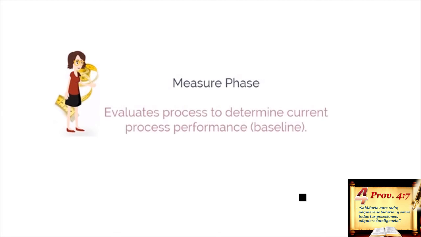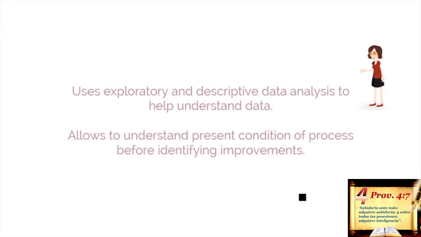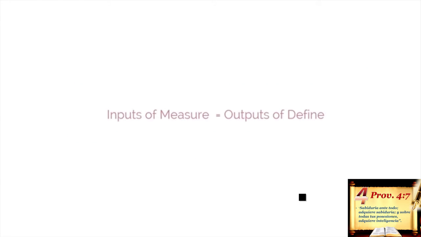The measure phase evaluates the process of determining the current process performance. This is the baseline. It uses exploratory and descriptive data analysis to help understand the data. The measure phase allows you to understand the present condition of the process before you attempt to identify improvements. The inputs to the measure phase are the outputs of the define phase.